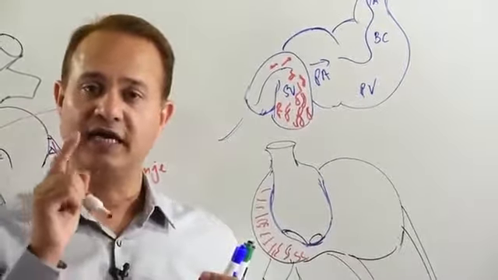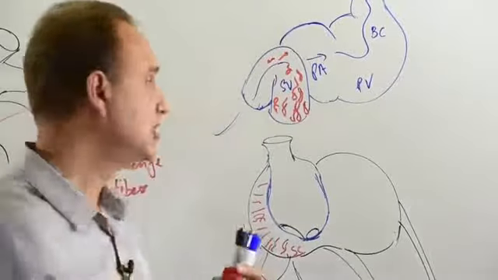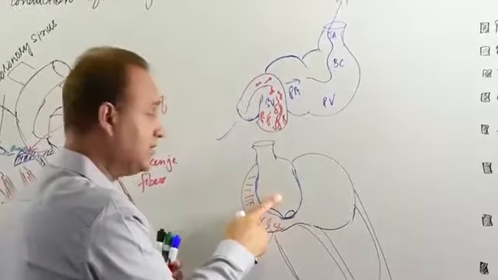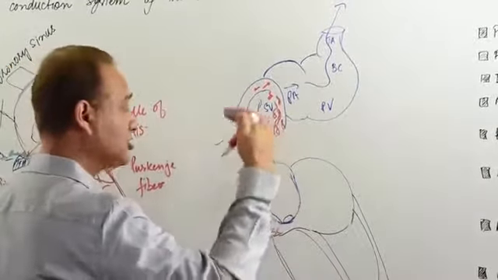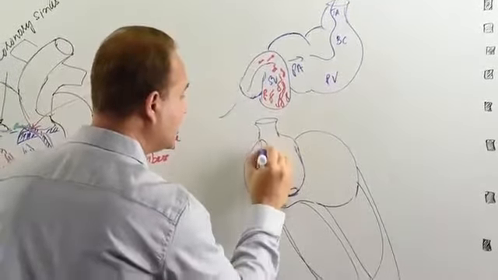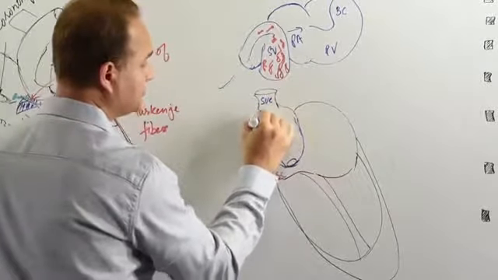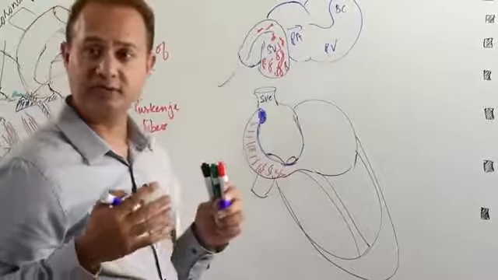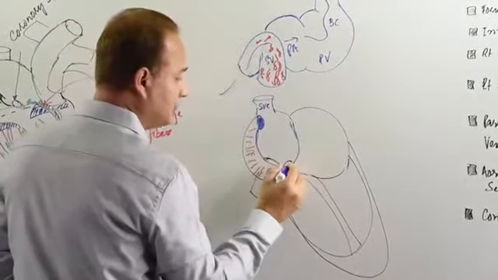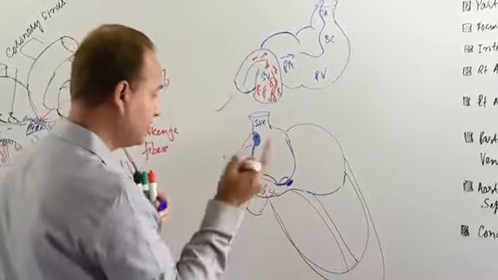So please remember, SA node and AV node both are formed by the sinus venosus. As the sinus venosus becomes incorporated into the right atrium, the SA node, which is contributed by the sinus venosus, is formed and is available near the entry of the superior vena cava. So this is the SA node, and it takes over the heartbeat.